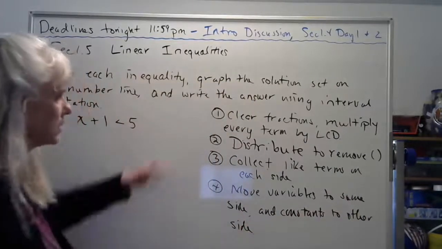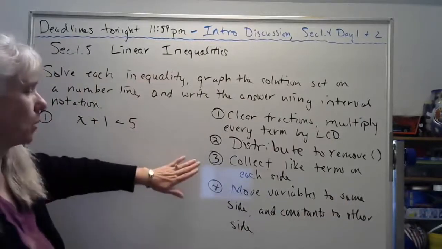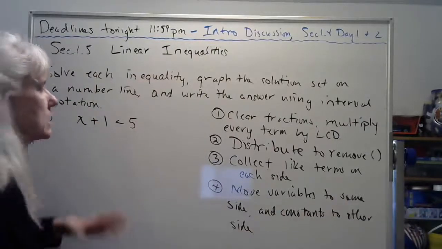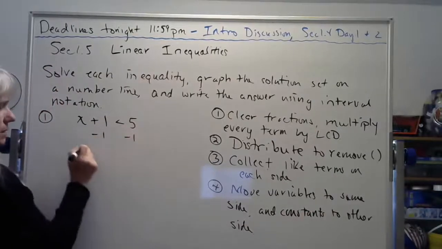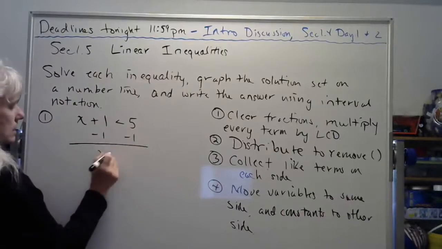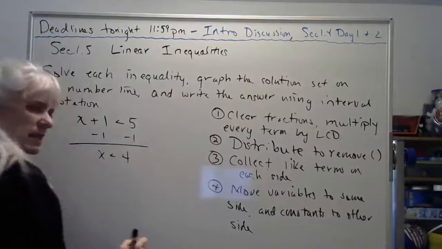So we didn't have to clear any fractions. We didn't have to do any distribution because we had no parentheses. Everything is already collected. So we're going to move the 1 to the other side by subtracting it. That'll give us x is less than 4. And we're done. We do need a step 5 down here.